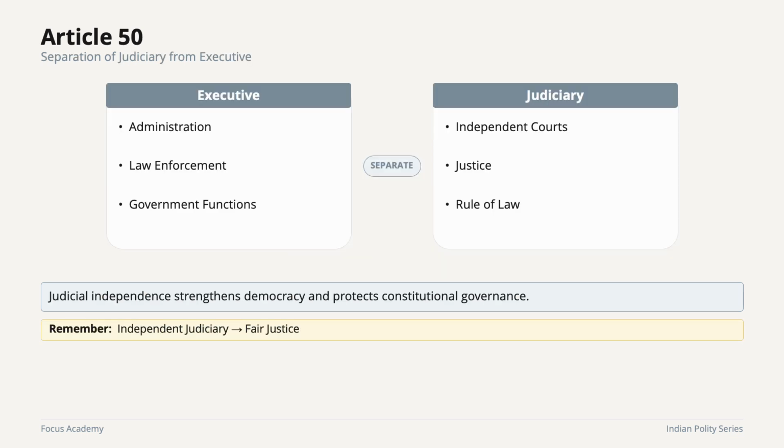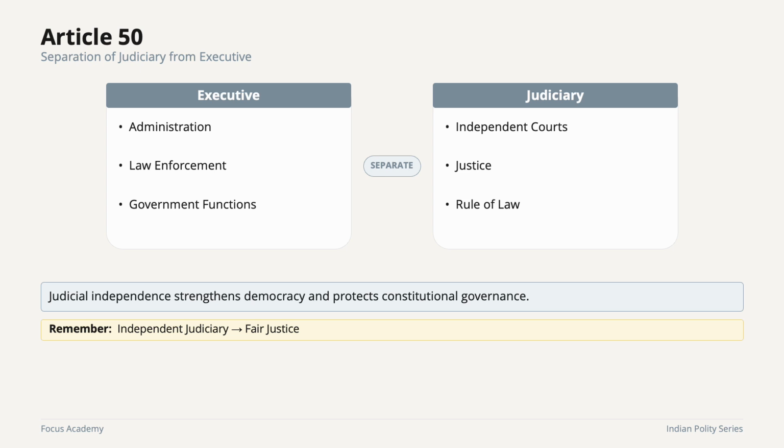Now Article 50. Article 50, separation of judiciary from executive. Now, you understand, right, why Article 50 comes under liberal intellectual principle. Separation of judiciary from executive, it's a modern approach. Okay, it's an intellectual approach because they understand that sometimes the executive can influence the judiciary.